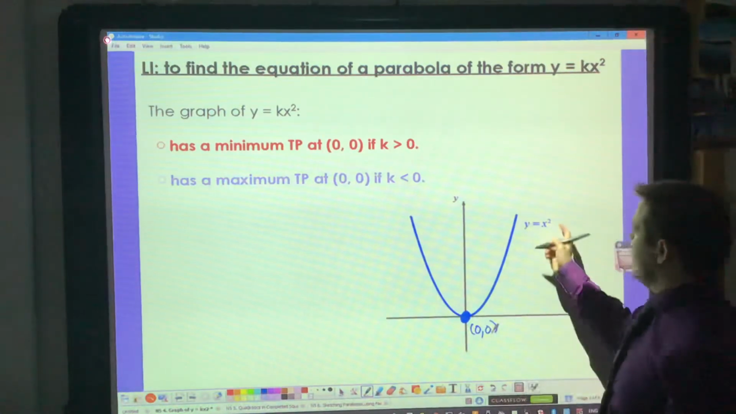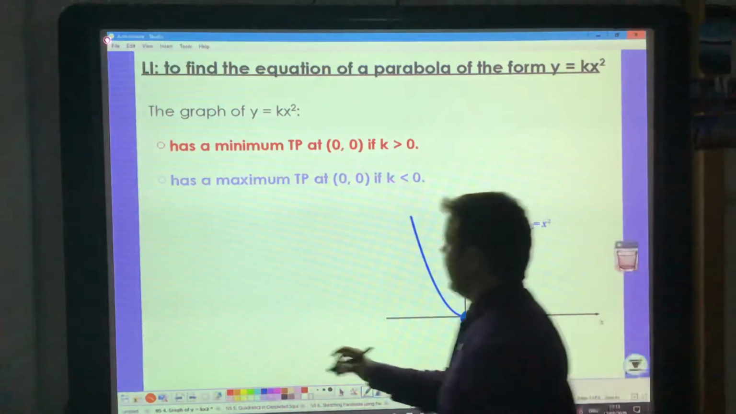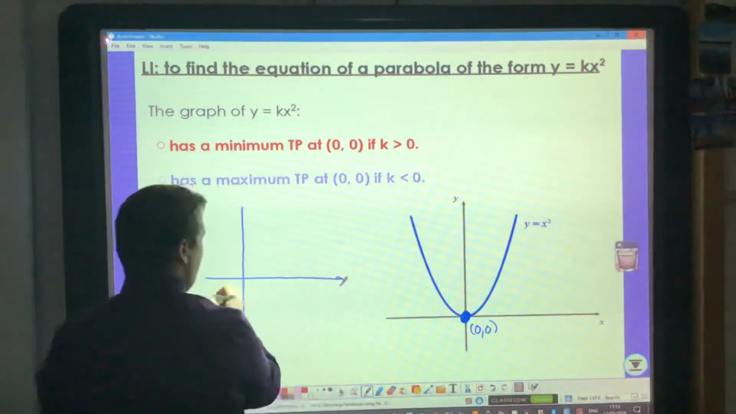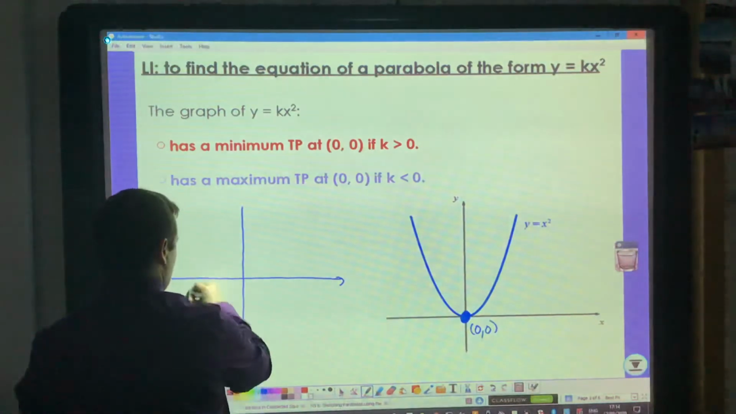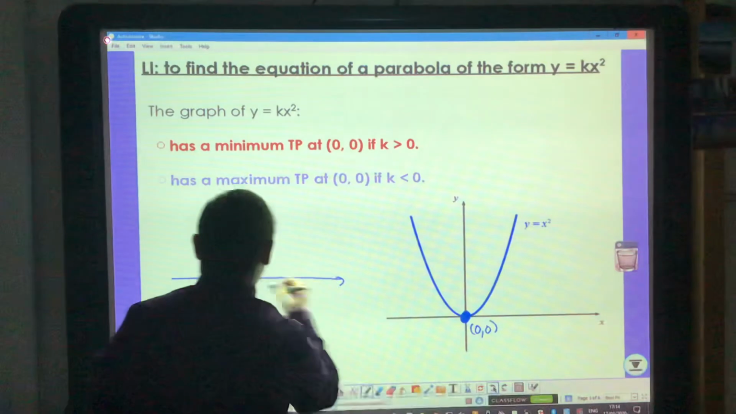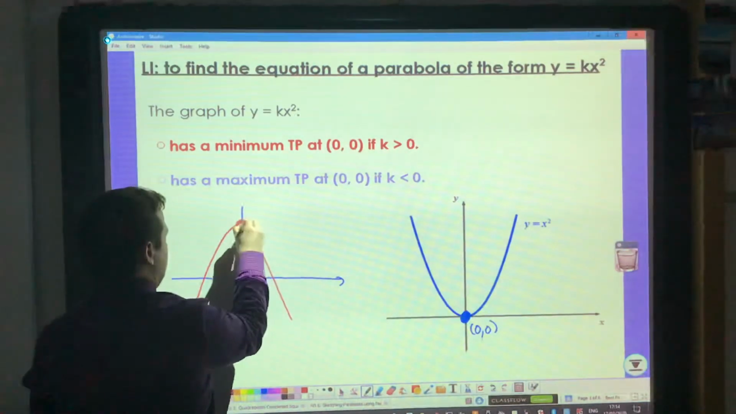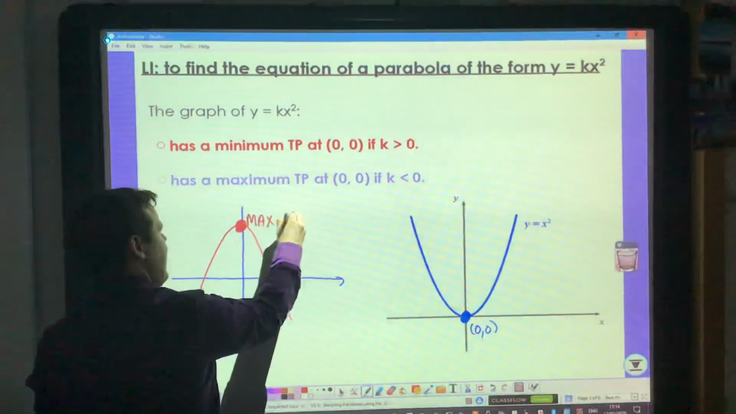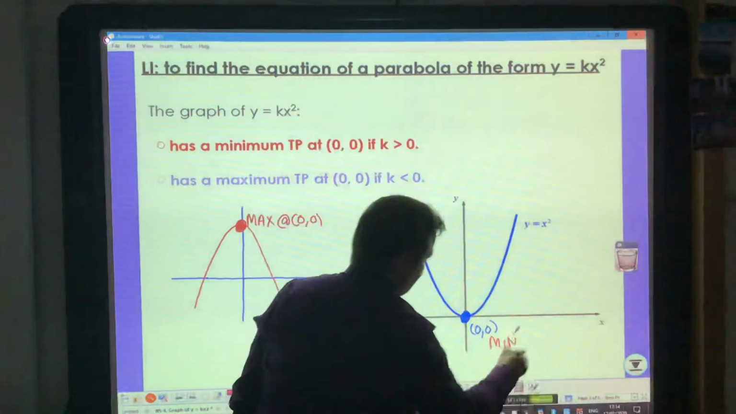Okay, so what we've got here is the graph of just y equals x squared. If I was to look at the graph of negative x squared, it would be exactly the same. However, what would happen is the graph would turn about there. So your turning point would be a maximum because it is up the top. So that's a max at 0, 0, and this is a min at 0, 0.